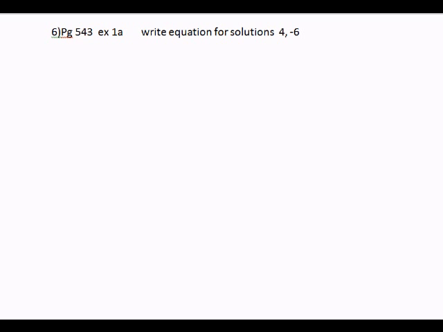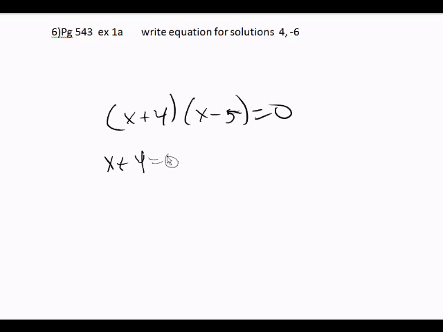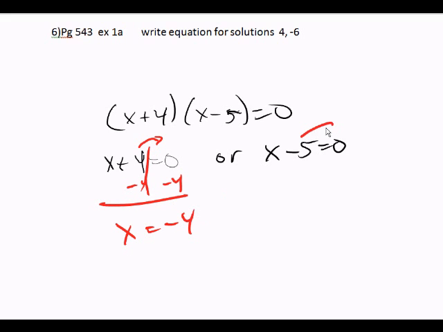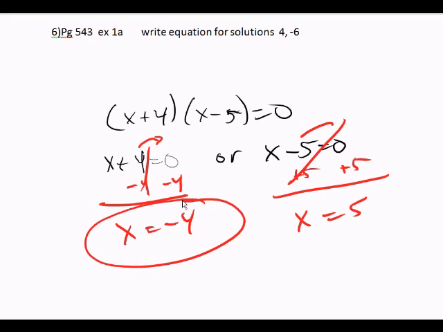Now, remember when we solve for x, let's say we had x plus 4 and x minus 5 equals 0, right? Then I said x plus 4 has to equal 0, or x minus 5 has to equal 0. And you get the 4 to the other side by subtracting 4, and you get the 5 to the other side by adding 5.